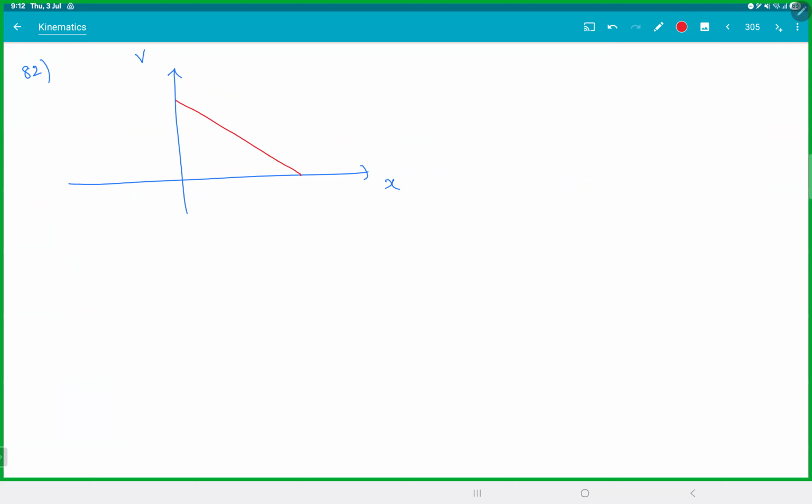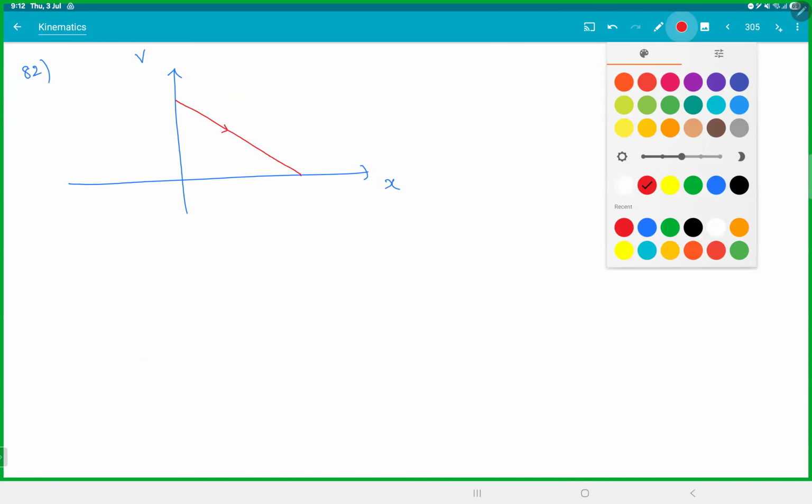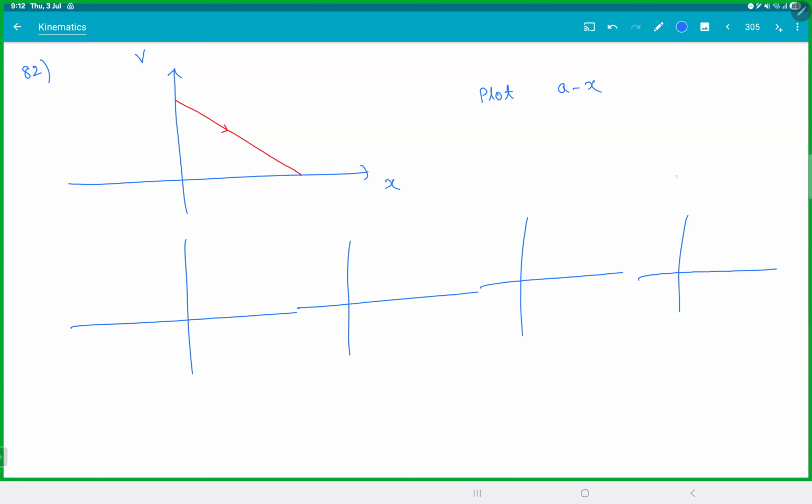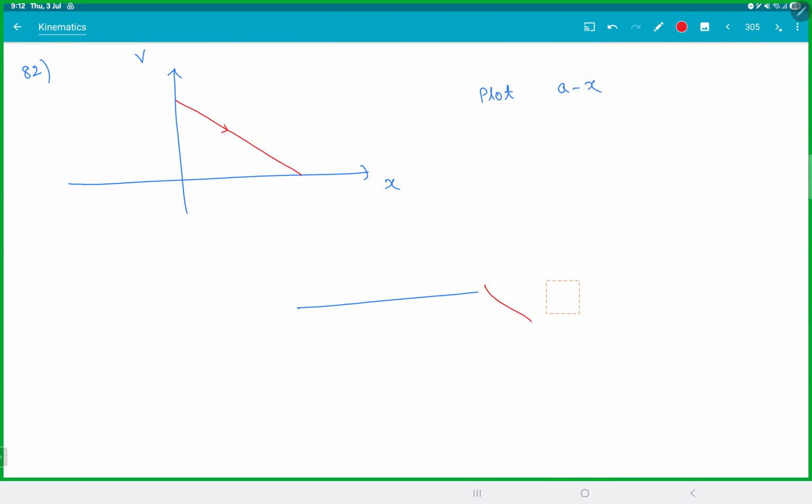Next one. This is a Vx graph. Can you plot the Ax graph? In the exam you'll have 4 options like this, in 4 quadrants, they'll give 4 graphs. They'll ask you which one is right. So can you just draw that graph? If this is your Vx graph, plot the Ax graph.